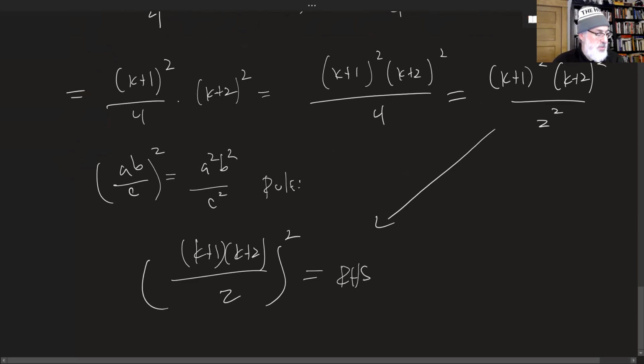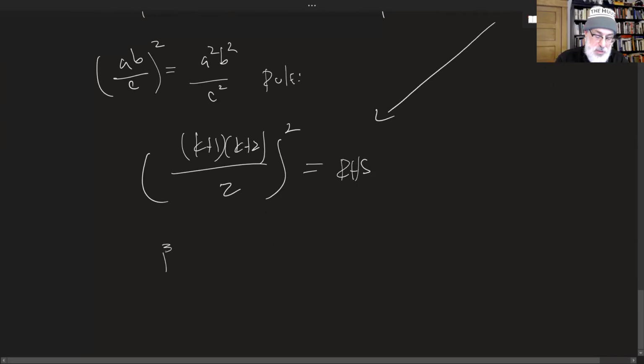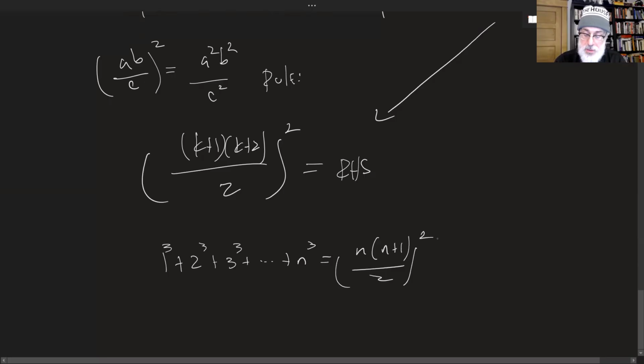So indeed, we've just shown that the sum of cubes, not squares, is indeed equal to (n plus 1) divided by 2 squared. You put a little square to say you're done with the proof, QED, however you want to do it, but we are done.